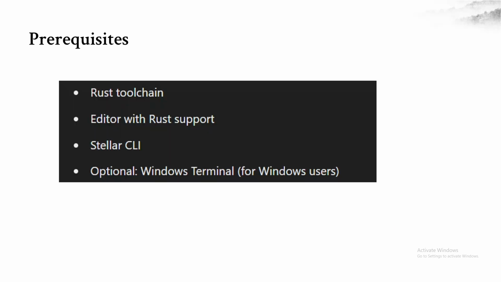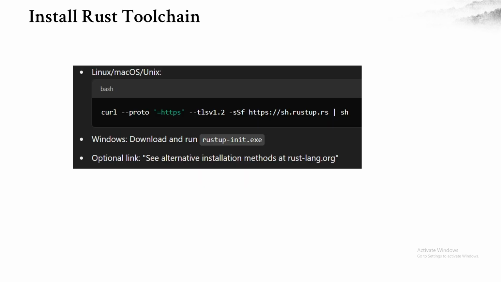So these are the prerequisites. So we install the Rust toolchain, the editor with Rust support, the Stellar CLI, and the rest. So let's go install the Rust toolchain. If you're using Linux, I think this is the URL. Or you're going to go to this website.